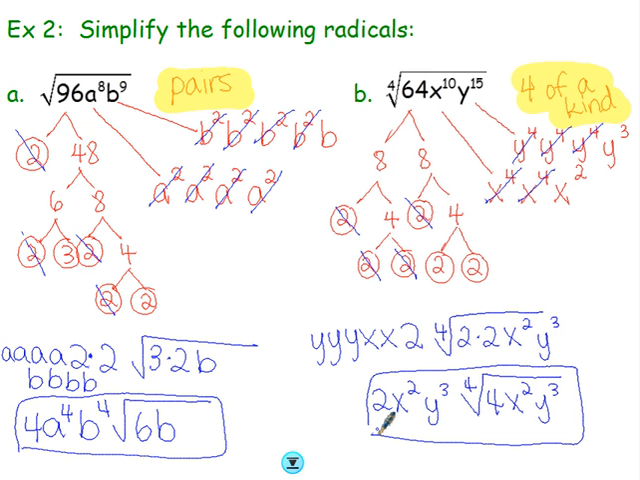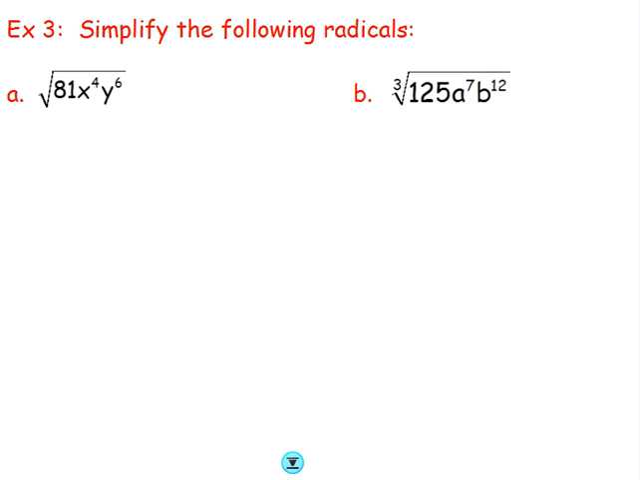All right, so I want to do 2 more together because I want to show you an easier way of dealing with the variables, because this is a lot of work to show for letters, especially when you get into large numbers. So let's take a look at some easier ways to do the variables. Let's look at example 3 together. We are back to square roots, so we are looking for pairs.